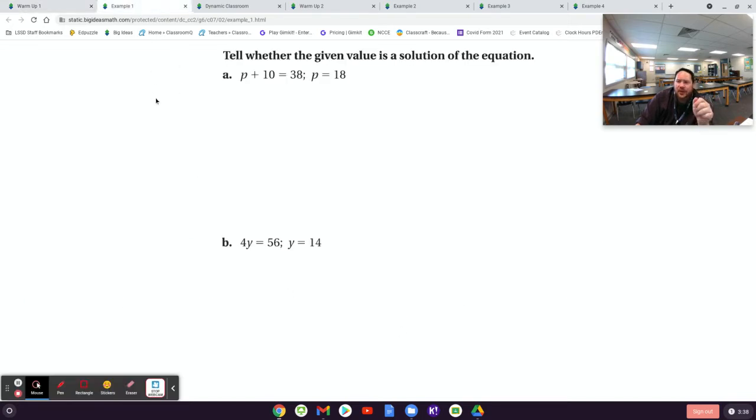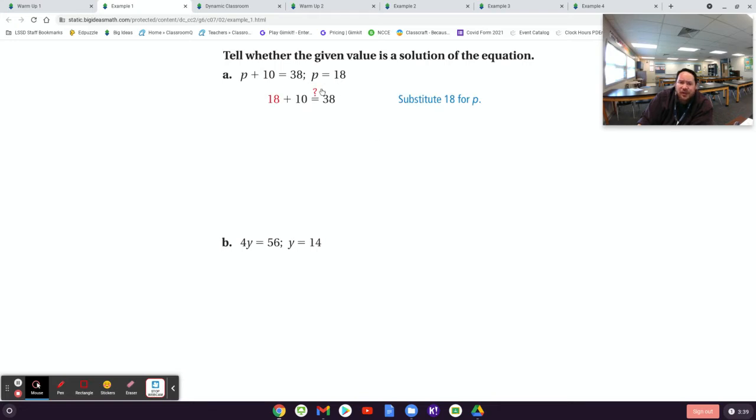Because when you solve equations, what you're trying to do is figure out what value for our variable we can plug in to make it true. So an equation now has an equal sign. Like here we have p plus 10 equals 38. So there's a number for p that makes that true. And what this one wants you to do is basically to say true or false. If p equals 18, is that true? So is this a solution? Is p equals 18 a solution to p plus 10 equals 38?